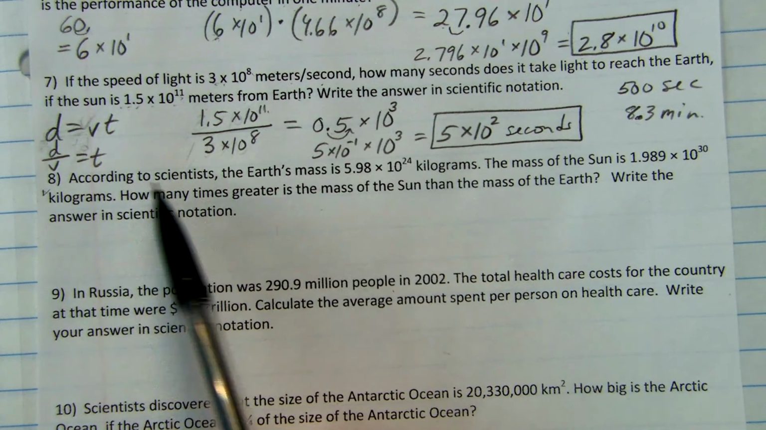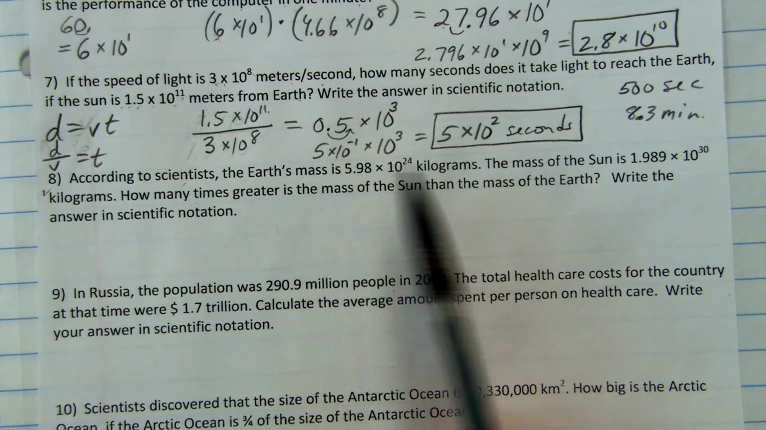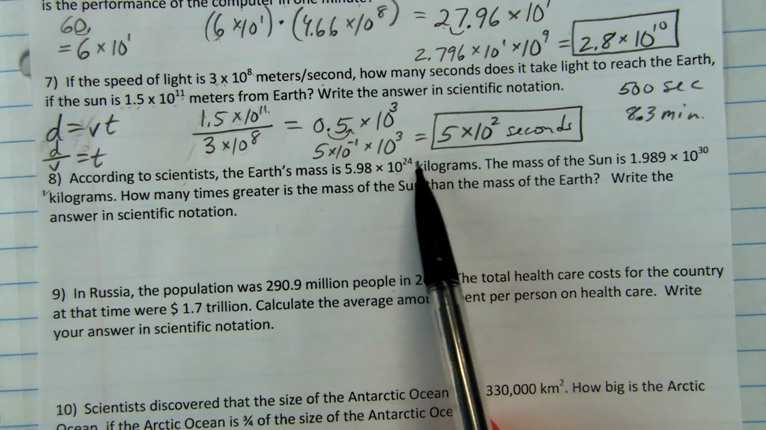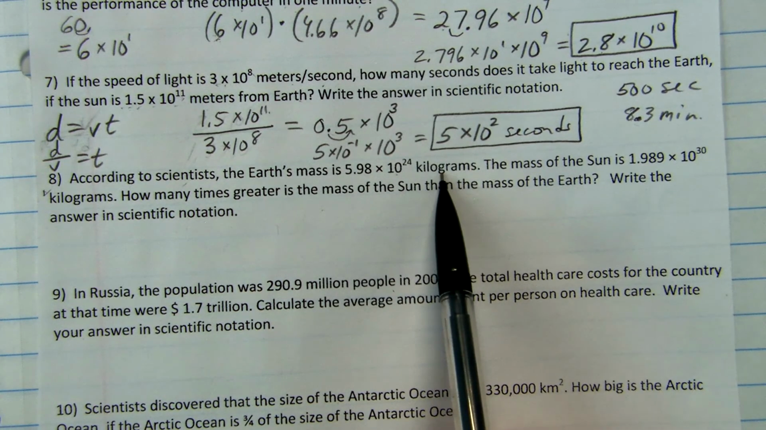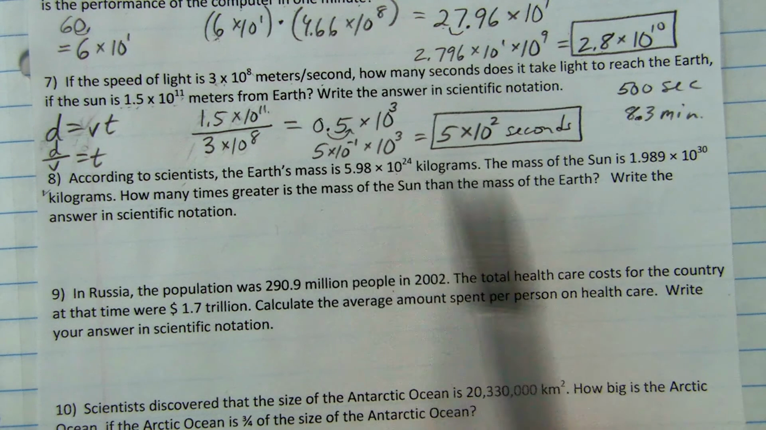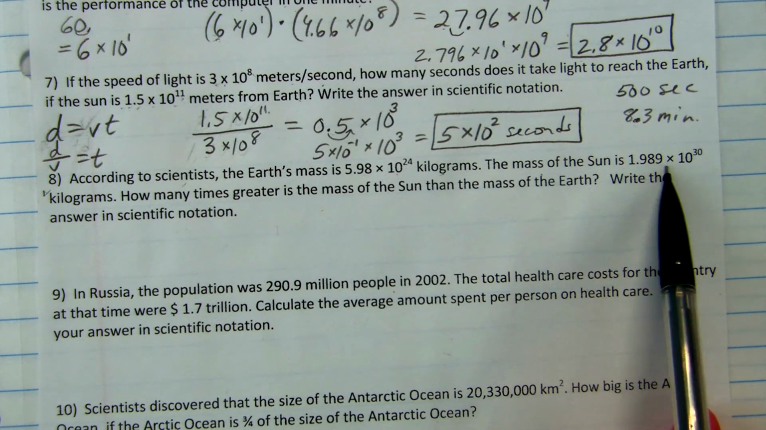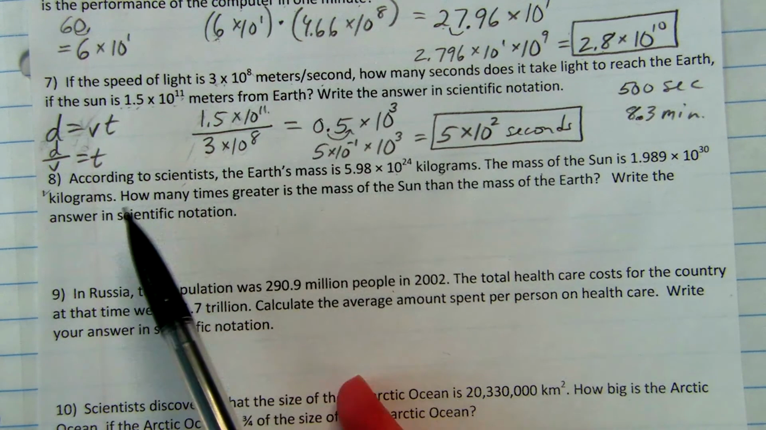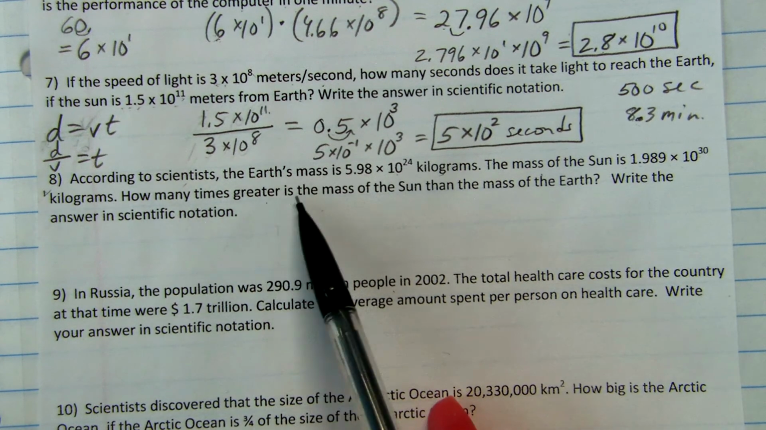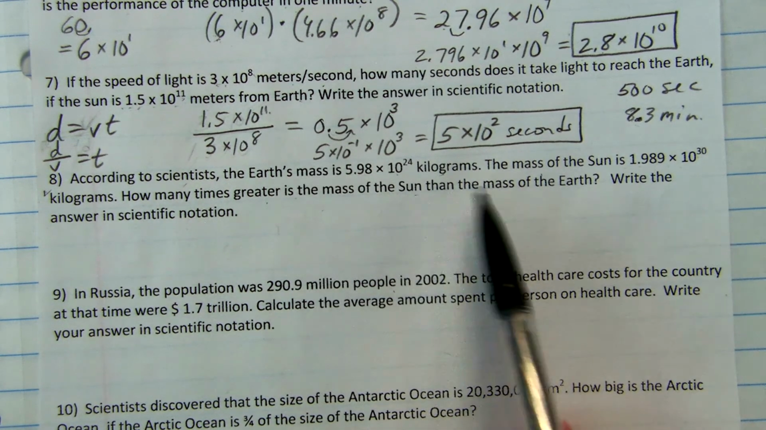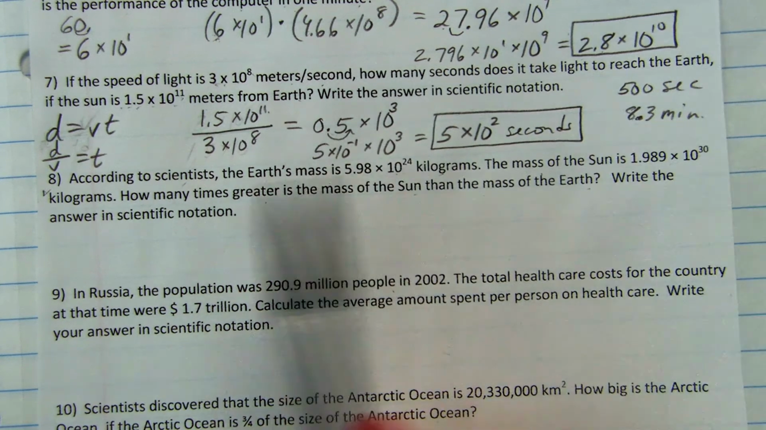Yep. According to scientists, the Earth's mass is 5.98 times 10 to the 24th kilograms. So I'm so thankful we're not writing all of those zeros. The mass of the sun is 1.989 times 10 to the 30th kilograms. How many times greater is the mass of the sun than the mass of the Earth? Write the answer in scientific notation.